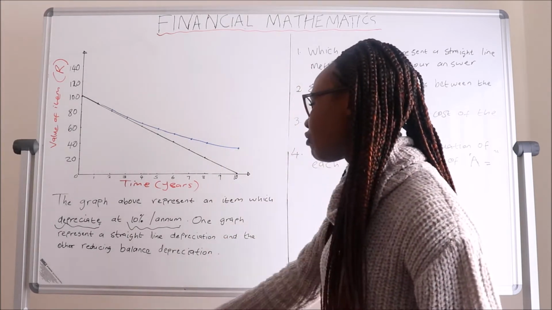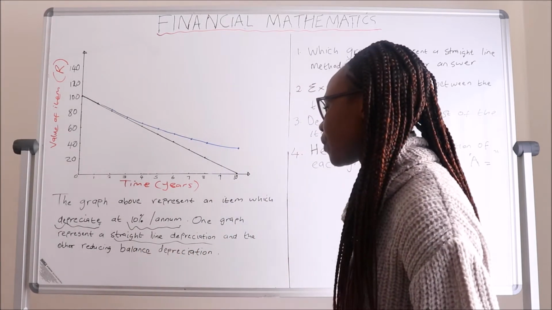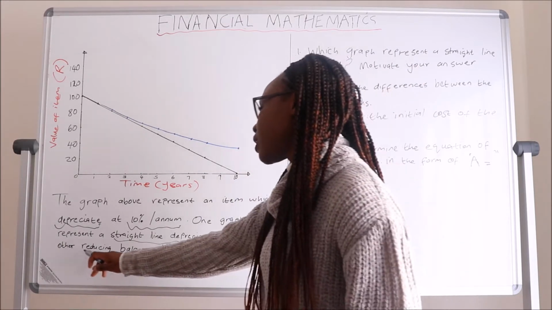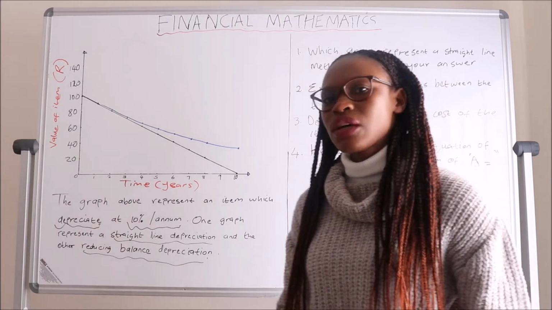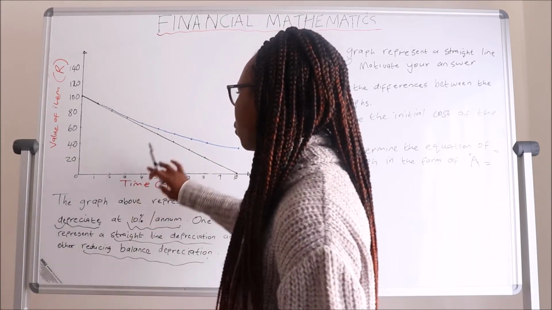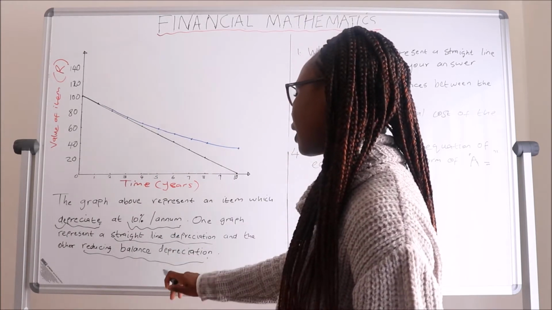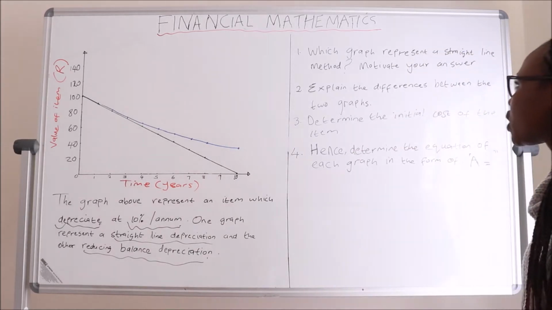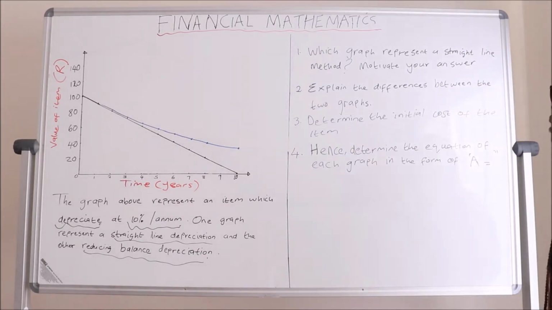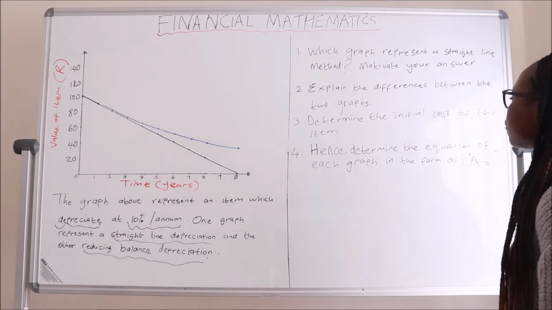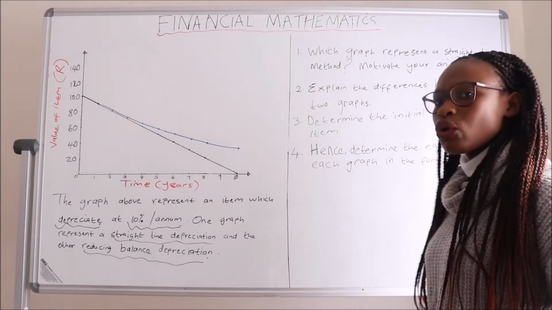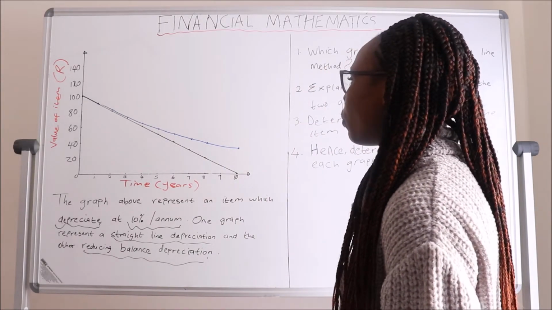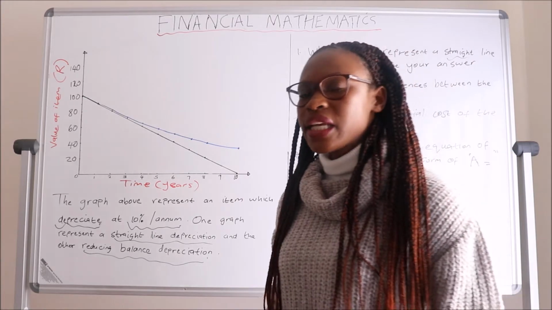Then it says one graph represents a straight line depreciation. That means that is the simple decay method. And the other graph represents the reducing balance depreciation, which is the compound decay method. Going to the first question, it says which graph represents the straight line method and motivate your answer. The straight line method is also known as the simple decay method. So from these two graphs we have to choose which one represents the simple decay method.